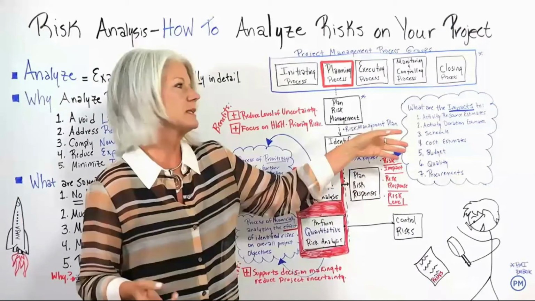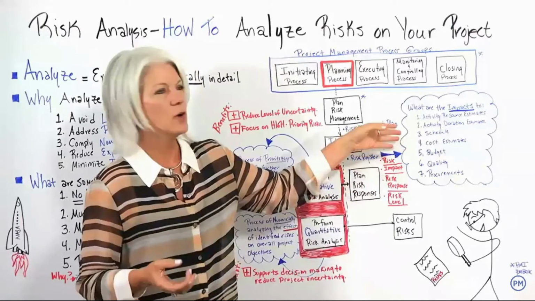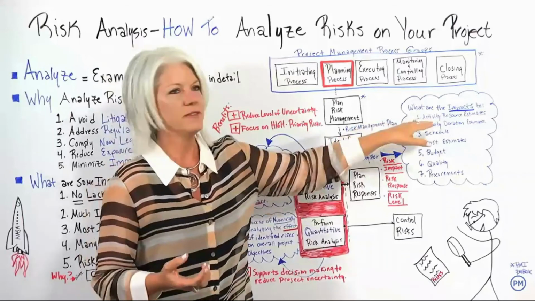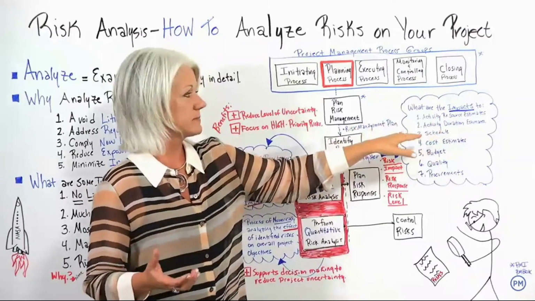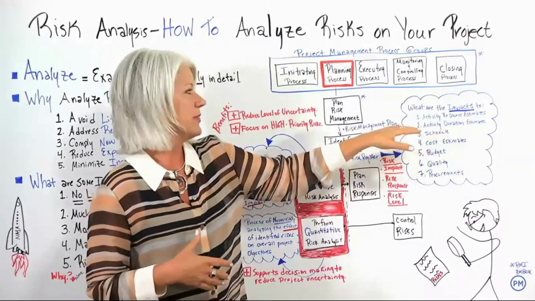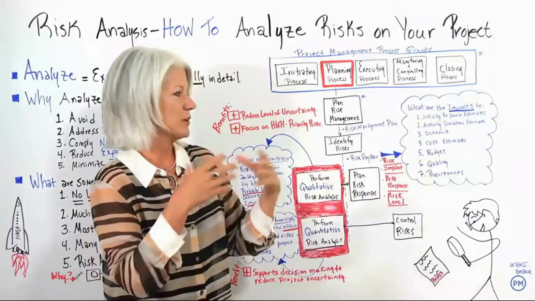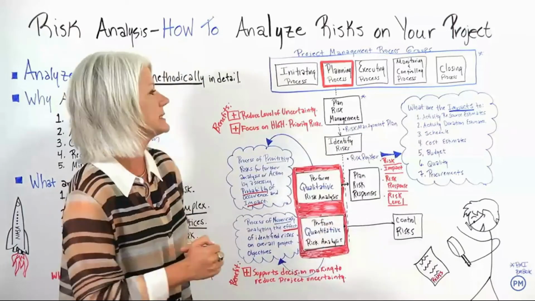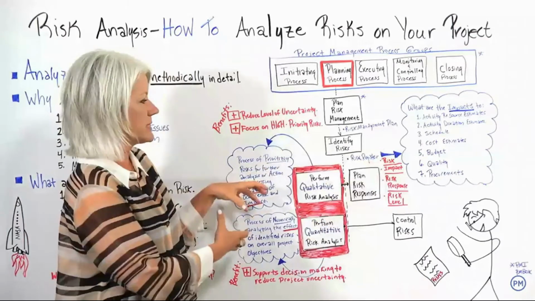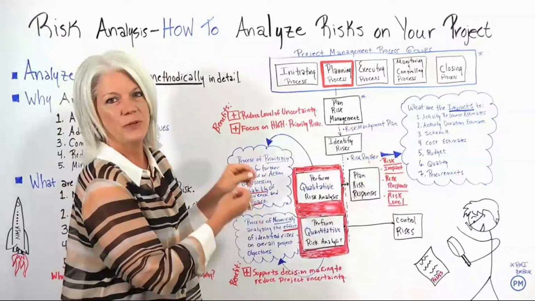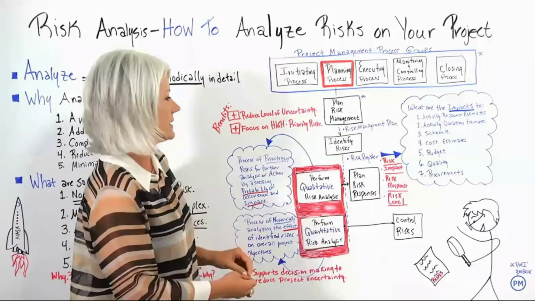We're ultimately looking at the potential impacts to the activity resource estimates, the activity duration estimates, possibly the schedule, the cost estimates, budgets and quality, and even the procurements. So when we take the risk register, we take those items, and that's where we do the detailed analysis. And we do that in two parts.